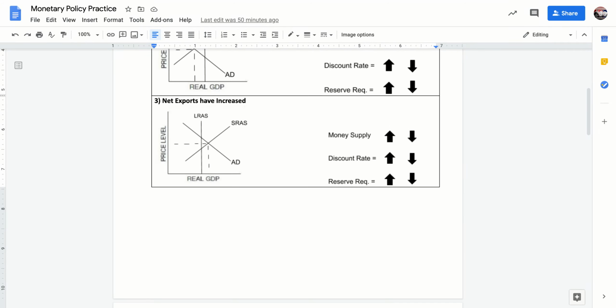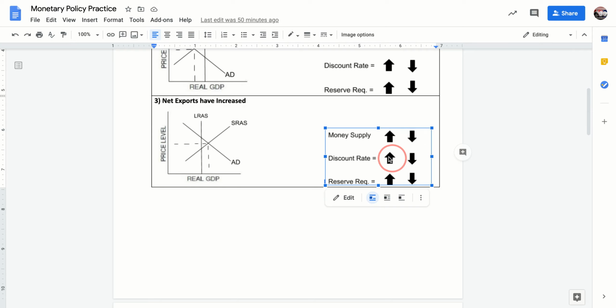We did number 2 in class. For number 3, if net exports increase, that's going to cause aggregate demand to increase and shift to the right, and we'll be in an inflationary gap. If we're in an inflationary gap, again, we need to decrease the money supply. And to do that, same idea.